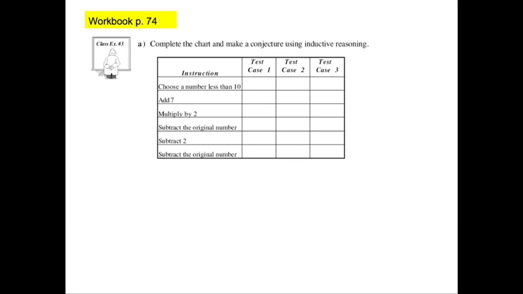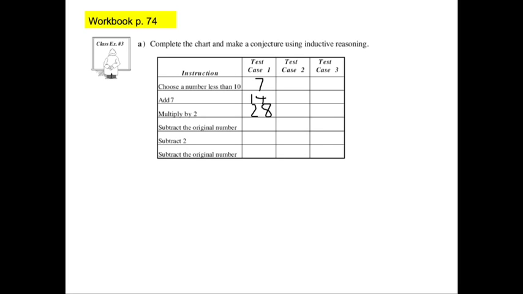In this example, we're going to learn about how those little math magic emails that you get every once in a while work. So, for example, we are going to choose a number less than 10, so I'm going to pick 7. If you add 7 to that, that's going to be 14. If you multiply that by 2, that's going to be 28.